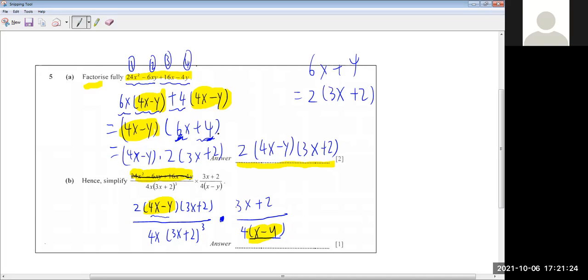Can you see that you have a 3x plus 2, and then you also have a 3x plus 2 here to the power of 3. So they are the same, so you can actually cancel. You just cancel this 3x plus 2, and then you have 3x plus 2 to the power of 3. Because of the cancellation of one, you will get 3x plus 2 to the power of 2. Because you cancel the 3x plus 2 one time. Here is 3, so now becomes 2 times. So far so good.